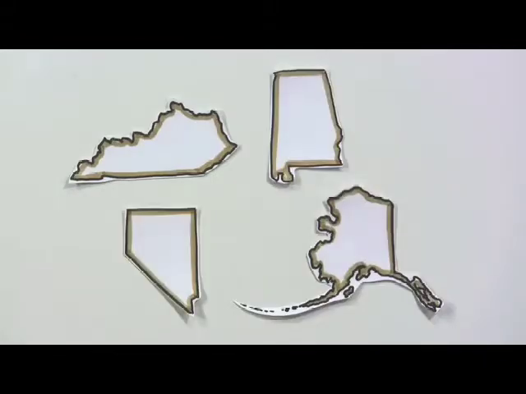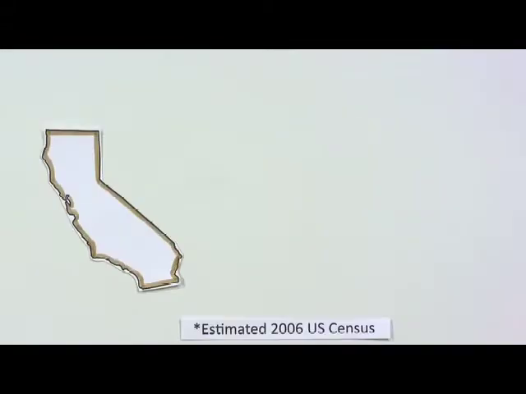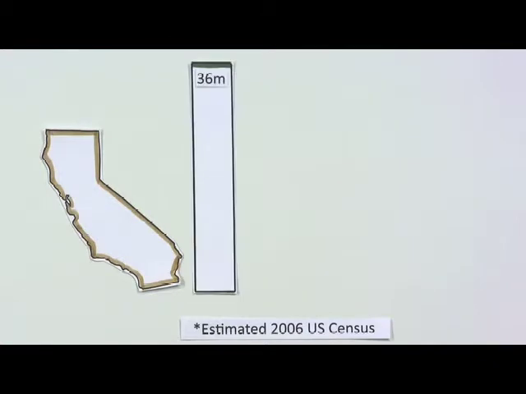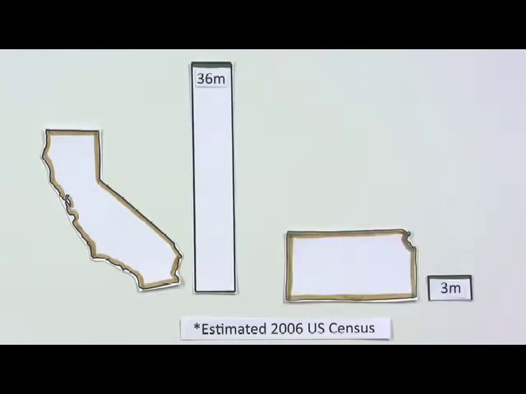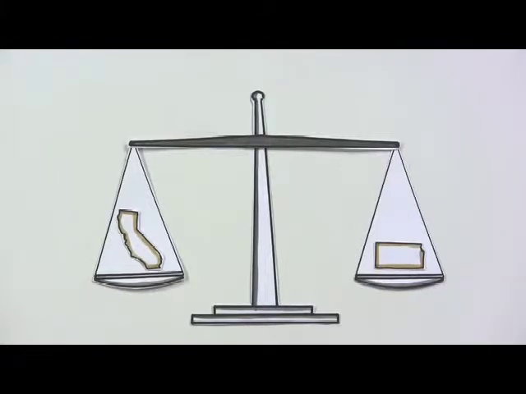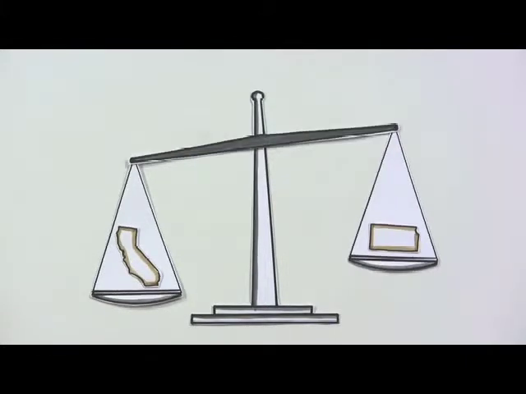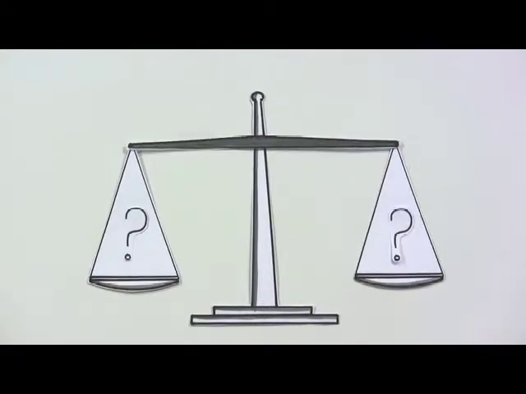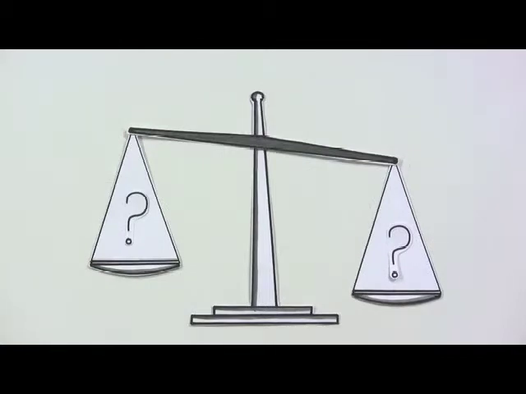U.S. states are different. Consider this. California has about 36 million people. Kansas has less than 3 million. We need a way for California's choice to have more influence on the election because the state has more people. The question becomes, how do we make sure each state has the right amount of influence on the election?